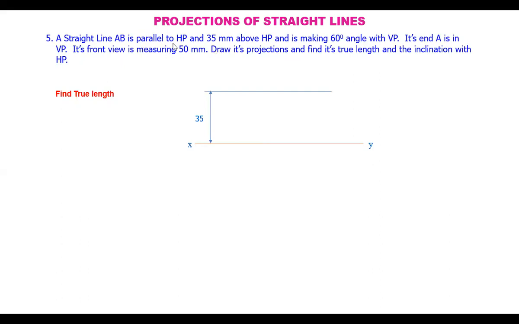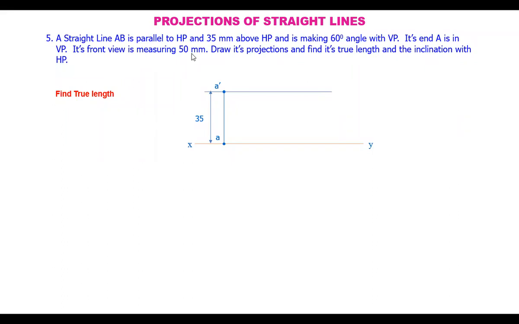Parallel to HP means in the front view, the line's projection is parallel to the reference line. Okay. And 35 mm above HP. At a height of 35 mm, we have taken this. So this is A dash, the front view. So its top view must be lying on the same projector. So draw a projector from A dash, and you get the top view. So we got one point, one end of the line. Its end A is in VP. That's why the top view is on the reference line.